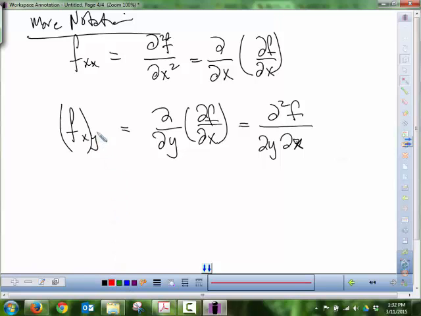So notice how in the Leibniz notation for partial derivatives, those two are now backwards. Here we see xy, here we see dy dx. So just remember, when you're reading the Leibniz notation, you're reading from right to left. You're taking the derivative with respect to x first, and then with respect to y. Okay?